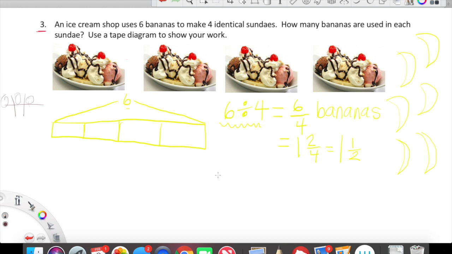So 6 divided by 4, we can also check out using some old-fashioned long division. How many 4s go into 6? 1. 1 times 4. This is the most simplistic form of long division you'll see in 5th grade. It's kind of refreshing, isn't it? 1 times 4 is 4. 6 minus 4 is 2. So what we're left with here is 1 2/4. Notice these are the same. So our final answer here, you guys, is 1 2/4.